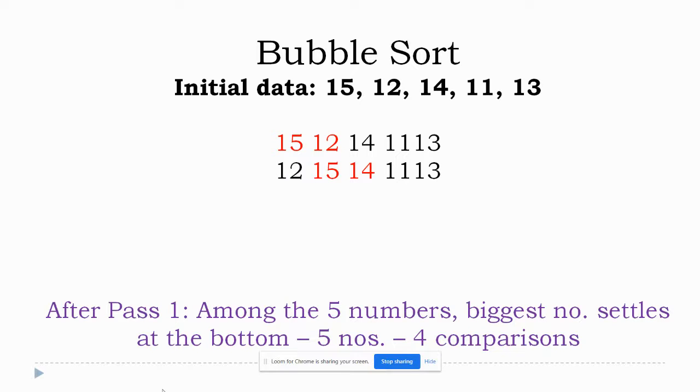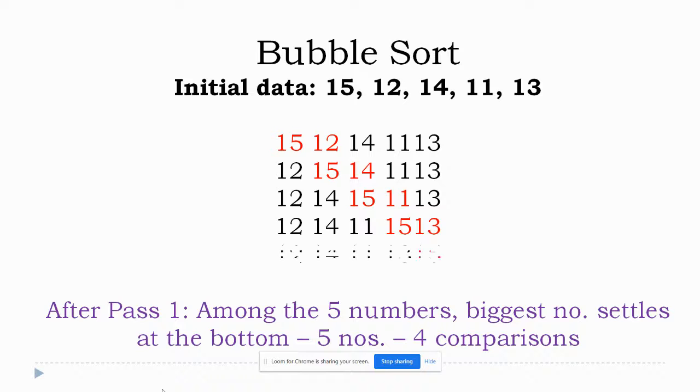Now the second two adjoining elements are 15 and 14. Since 15 is a bigger number, I am going for a swap. The third adjacent set is 15 and 11. 15 is a bigger number, I am going for a swap there. And the fourth adjacent pair is 15 and 13. 15 is a bigger number, again I am going for a swap.